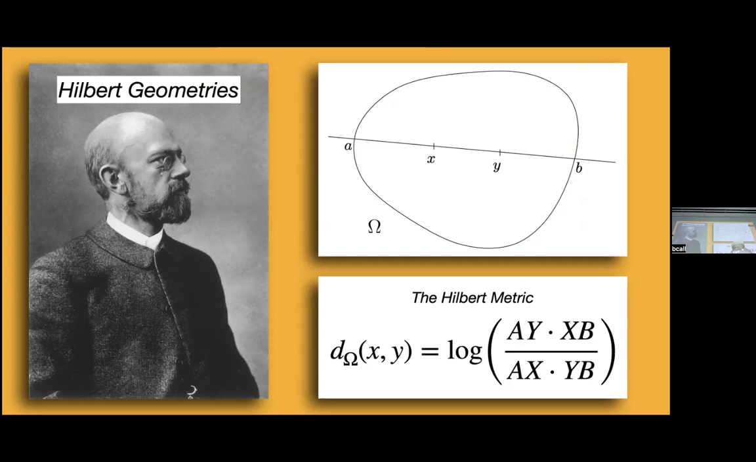You actually can't see the laser, so this is fine. I'll just have to do it with my hands. So the formula is long times long over short times short. So long is the segment A to Y. The other long one is X to B, and the short ones are A to X and Y to B. So as the points X and Y get closer to the boundary, the distance gets larger.